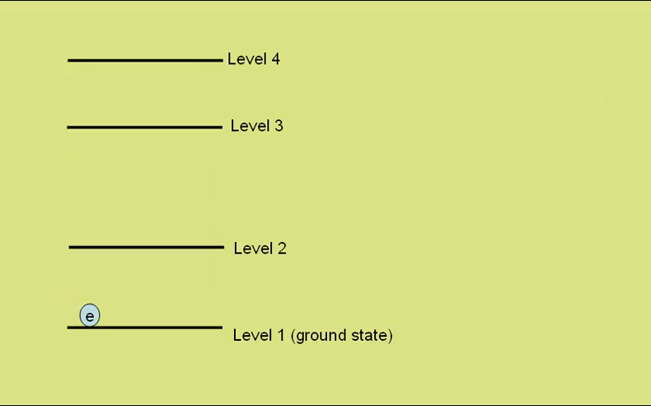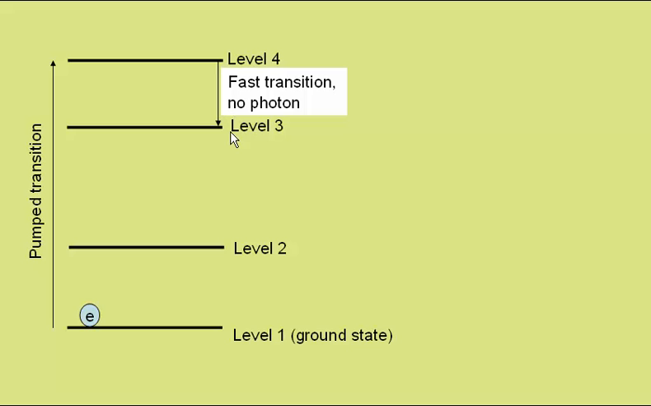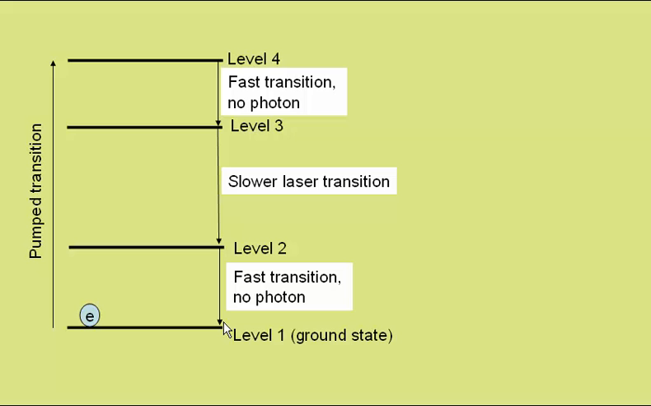More often, a laser will have 4 energy levels, and the pumped transition takes the electrons from the ground state up to level 4. They then rapidly drop with no photon release to level 3, though there will be some heating. There is then a time delay before they drop from level 3 to level 2, and then they rapidly, with no photon release, drop down to level 1. It's this transition here from level 3 to level 2 which involves the release of photons.